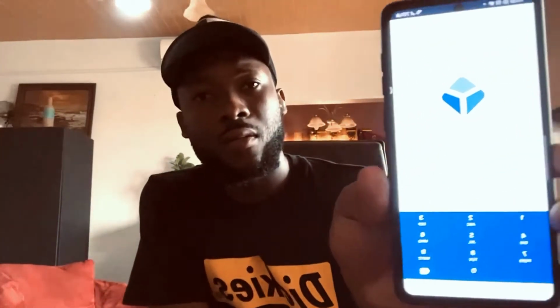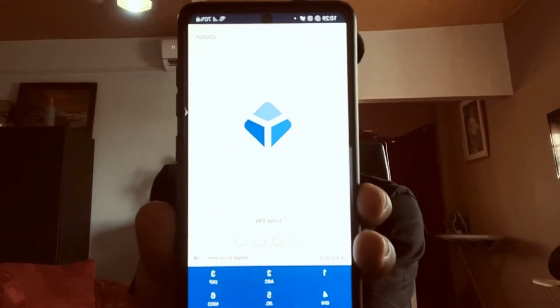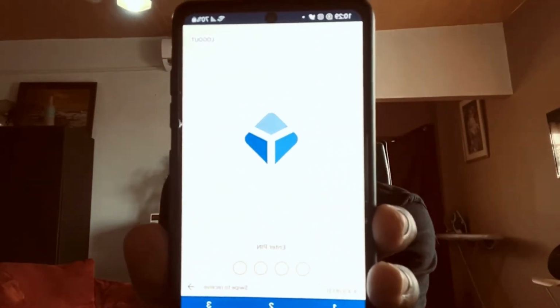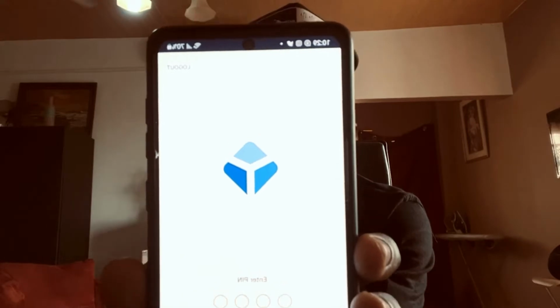So some of the wallets that I will recommend, the first one I will recommend is Blockchain. So let me open the wallet I have so that it makes sense to a lot of people. Let me open Blockchain. So this is Blockchain. That's their logo.